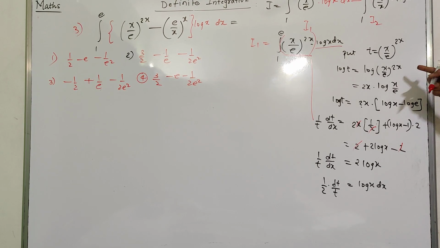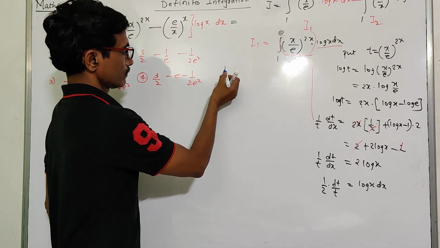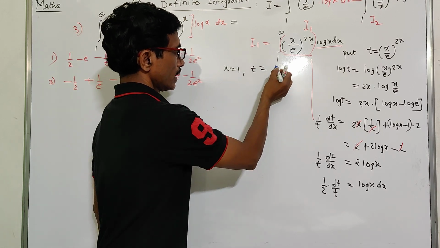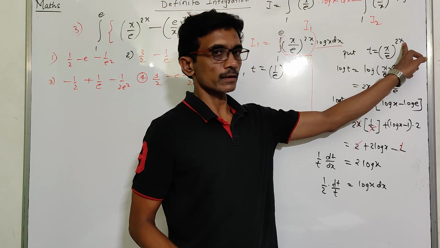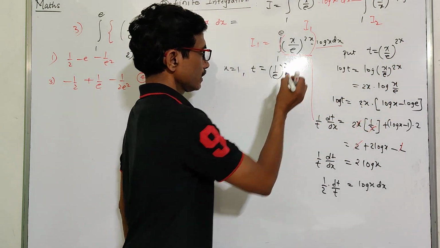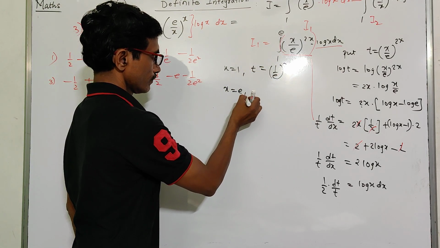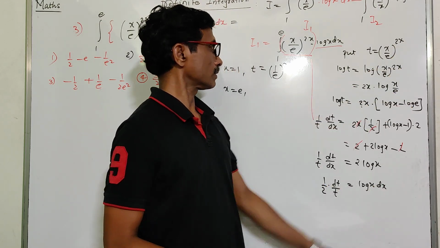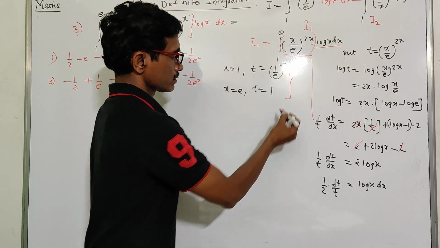x is 1, so 1 upon e raised to power 2. So at x equal to 1, t will be equal to 1 by e, and x is 1, so 1 by e raised to power 2, so 1 by e square. For the upper limit x is equal to e, so e upon e is 1, and 1 raised to power whatever is 1, so t is equal to 1. So these are the new limits.